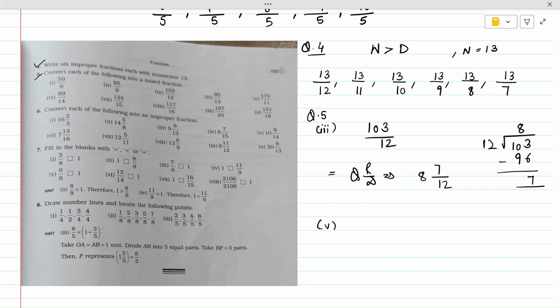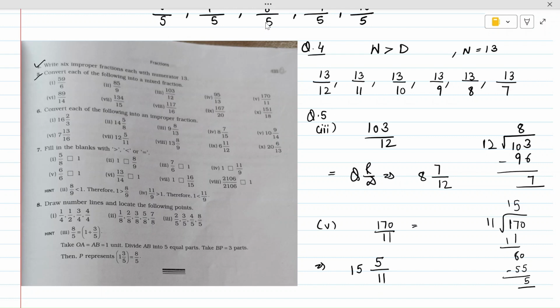Let me do fifth question now. 170 by 11. So 170, let me do it here, into 11 is 11 into 1. 7 minus 1 is 6 and 60. 11 into 5 is 55, which will give us 5 as a remainder. So again, let us put the value Q, that is 15, R, which is 5, by D, that is divisor 11. This is our mixed fraction here.